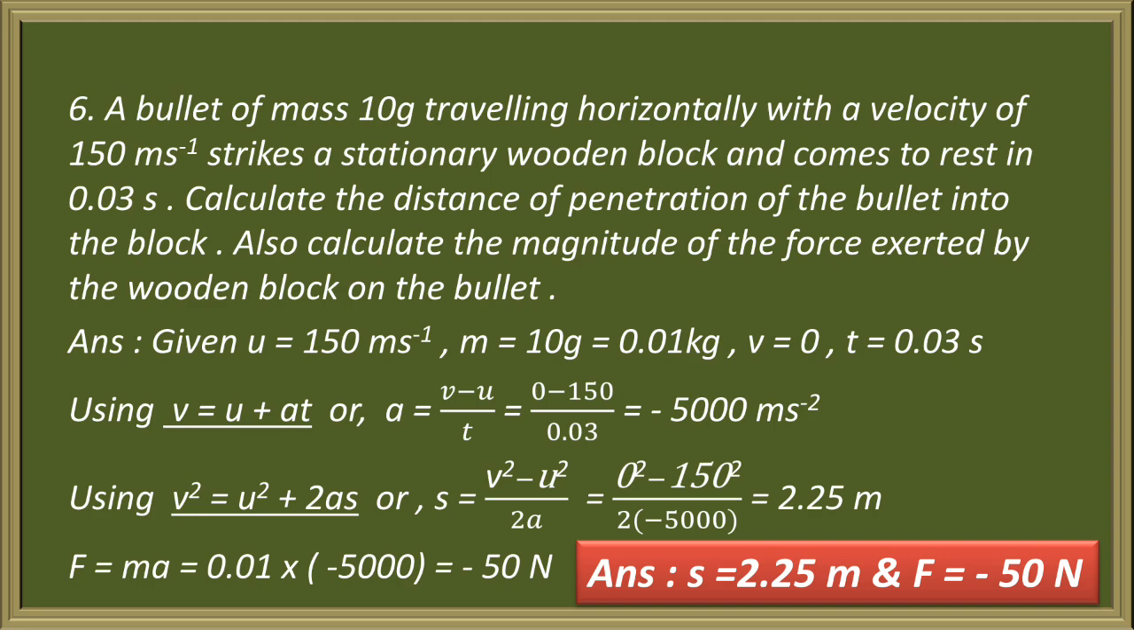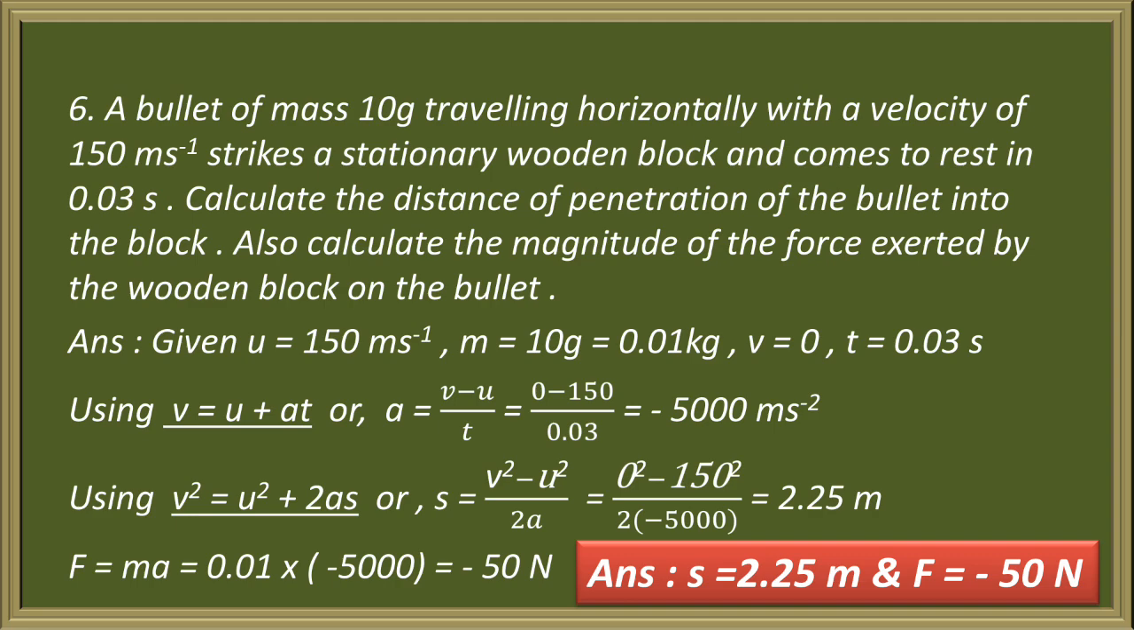So here initial velocity u equal to 150 meter per second, m is 10 gram which is 0.01 kg, the final velocity becomes 0 and time is given as 0.03 second. So first of all we use v equal to u plus at, or a equal to v minus u by t.